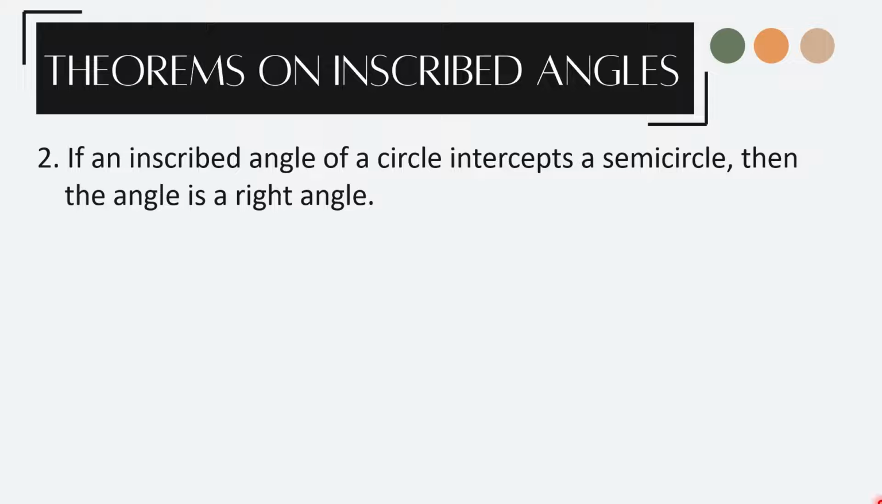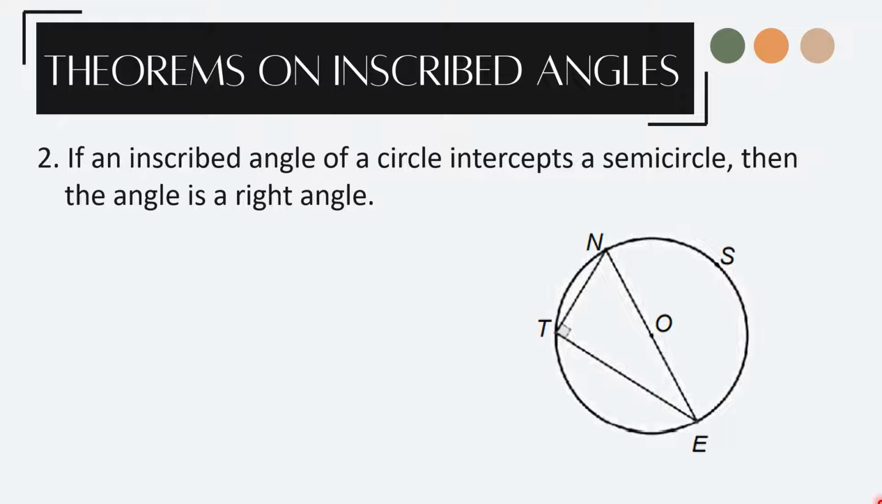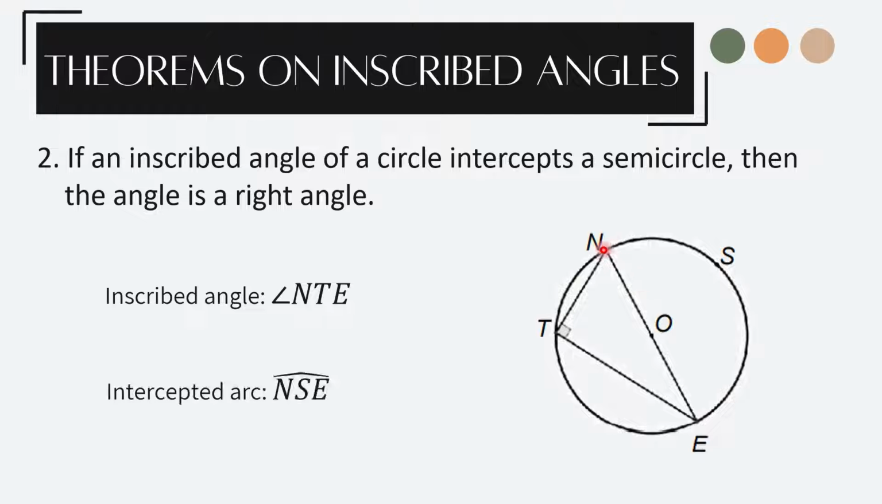Next theorem states that if an inscribed angle of a circle intercepts a semicircle, then the angle is a right angle. Now, let's take a look at circle O. Sa circle O, meron tayong tatlong inscribed angles. We have angle TNE, we have angle NET, and angle NTE. Pero focus tayo sa inscribed angle NTE. Sa inscribed angle NTE, its intercepted arc is arc NSE. Ito yung nasasakop ng ating inscribed angle NTE.